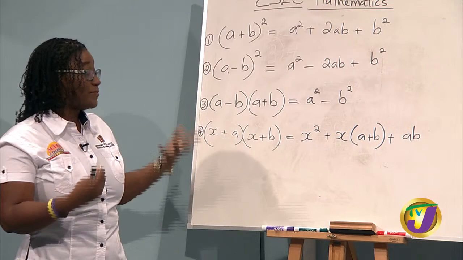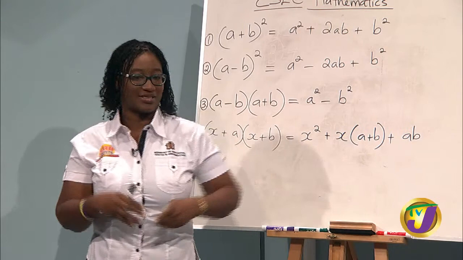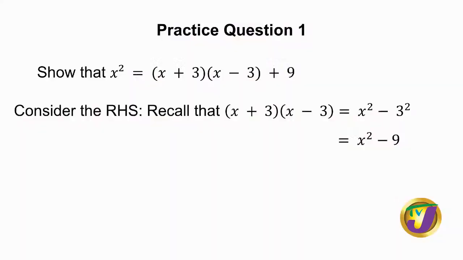So I think we can actually use this identity. Perfect. Yes. So we can use the difference of two squares identity to substitute. So we already know from our knowledge that these two brackets being multiplied by each other can be simplified to simply x squared subtract 9. We're going to substitute x squared subtract 9 into what we have on the right hand side.